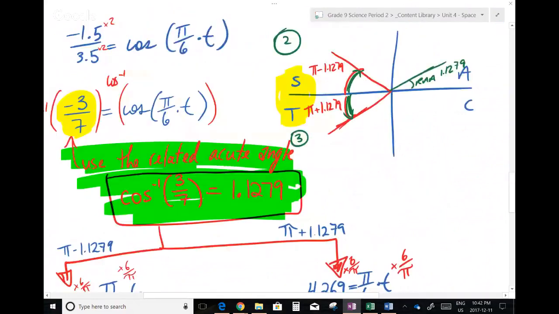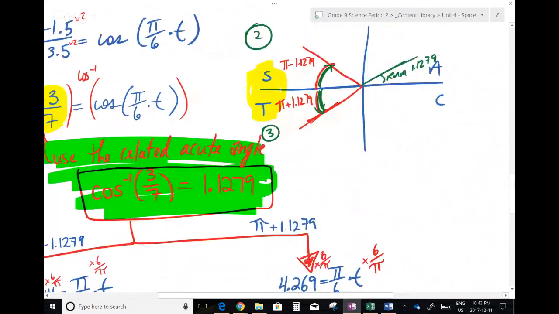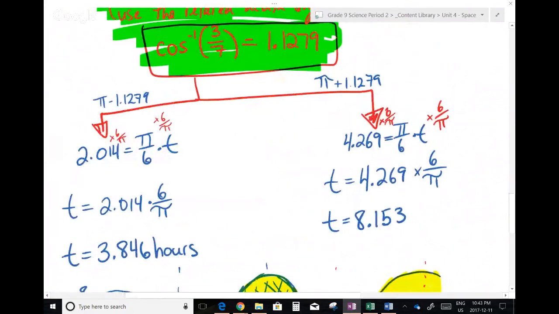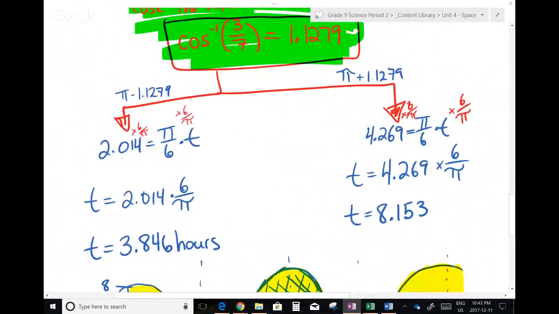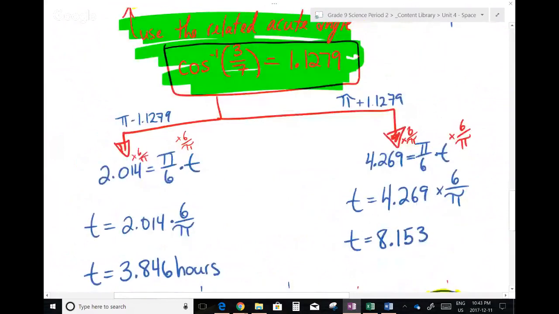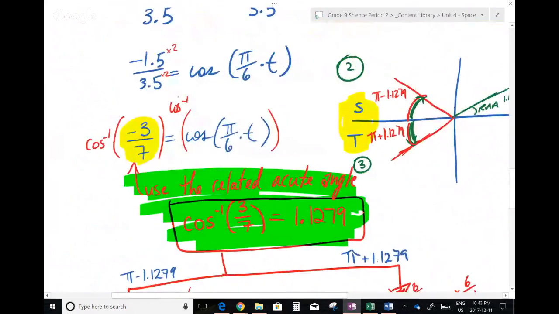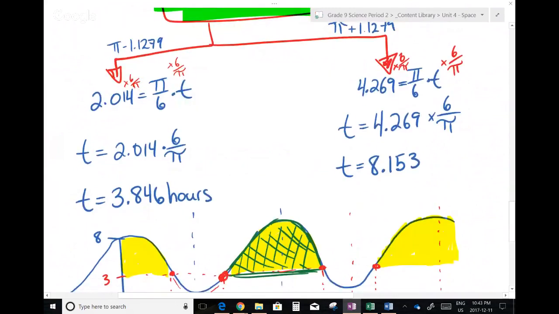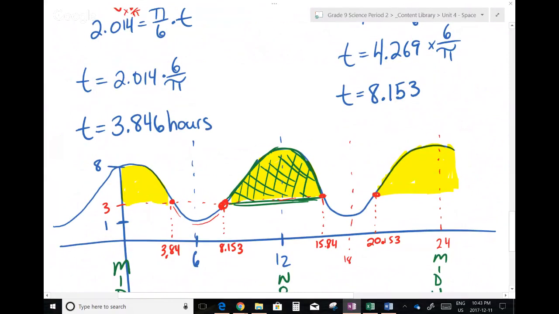One of these is going to be pi minus the related acute angle. One of them is going to be pi plus the related acute angle. So I do that here. Pi minus the related acute angle is 2.014, and I'm putting that in here. So that's equal to pi over 6 times t. Remember, when I took the cos inverse of each side, now this is no longer the cosine of pi over 6 times t, it's just pi over 6 times t. And now it's just a matter of simple arithmetic. I'm going to multiply by 6 and divide by pi on both sides to isolate the t. We get t is equal to 2.014 times 6 over pi, and that works out to 3.846 hours.